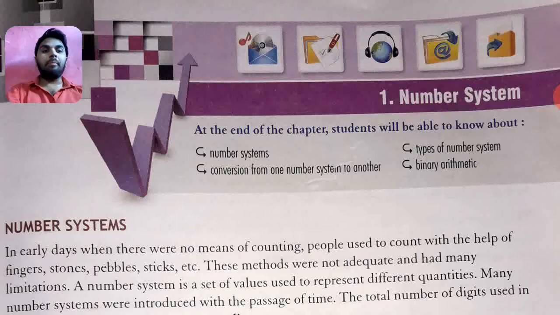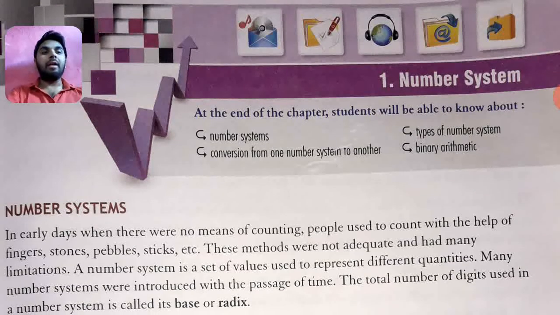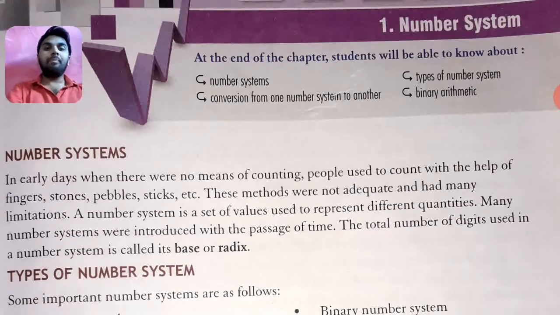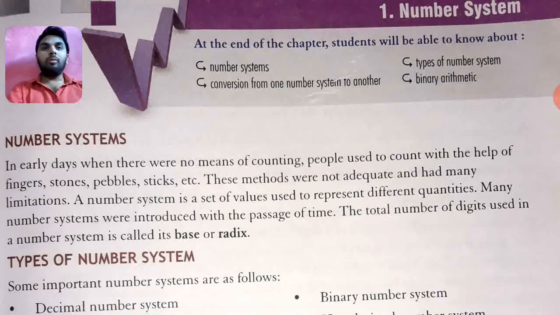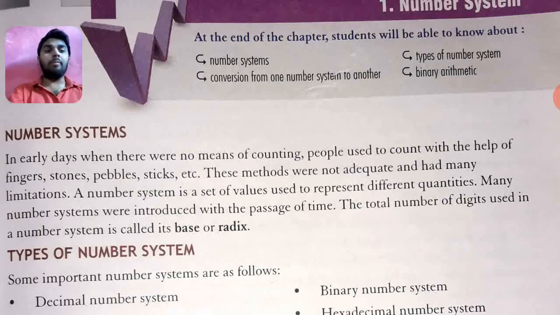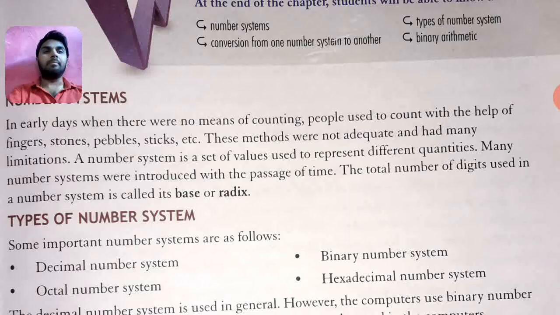At the end of the chapter, students will be able to know about number system, conversion from one number system to another, types of number system and binary arithmetic. So first of all, what is number system? The number system or the numeral system is the system of naming or representing numbers. It is used for naming and representing the numbers. There are various types of number systems.